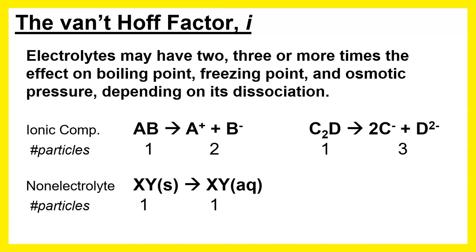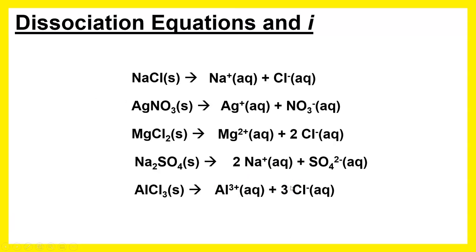The number of particles that it dissociates into is called the Van 't Hoff factor. We use a lowercase i. So the Van 't Hoff factor here would be 2, this one would be 3, and this one would be 1. This substance will have twice the effect as this one down here. Over here, this would have 3 times the effect as the one down here. We will have to take that into account when we do our calculations. Why don't you look at these examples, pause the video, and try to write down next to each equation what the Van 't Hoff factor would be.